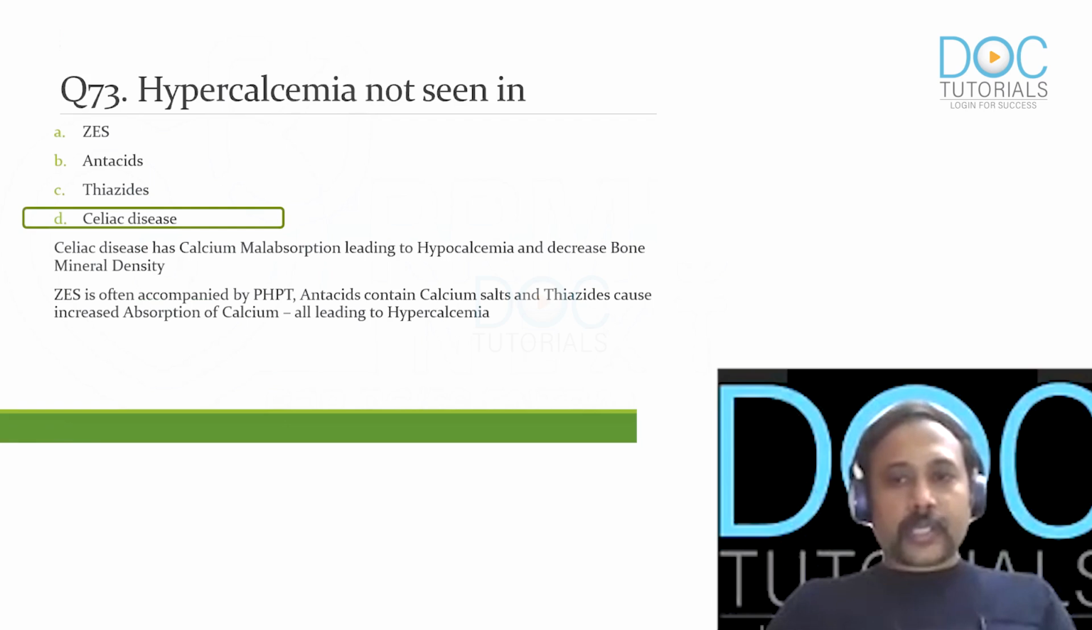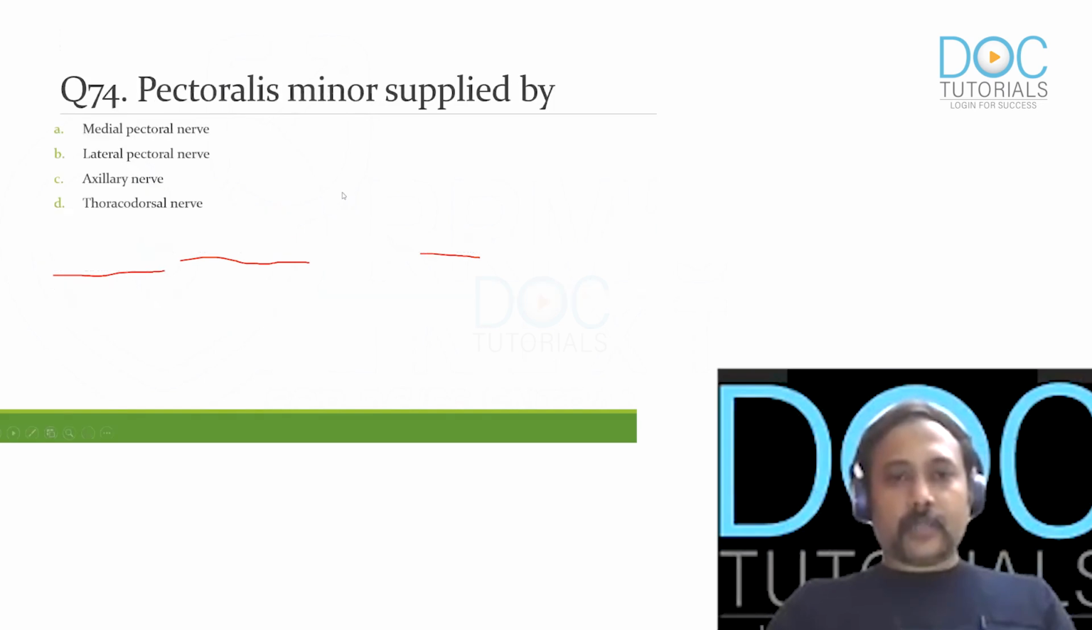hypercalcemia. On the other hand, celiac disease is clear-cut something that will cause calcium malabsorption, which is characteristic, along with hypocalcemia and decrease in the bone mineral density, leading on to hypocalcemic features. So that is why hypercalcemia cannot be seen in your celiac disease. All other areas you will have hypercalcemia.